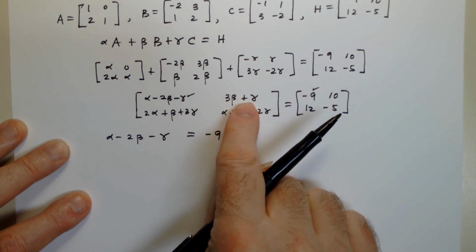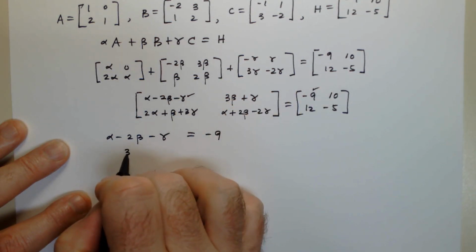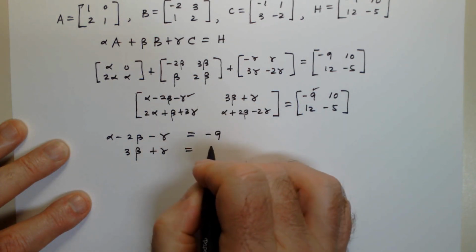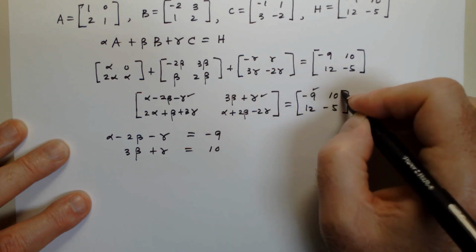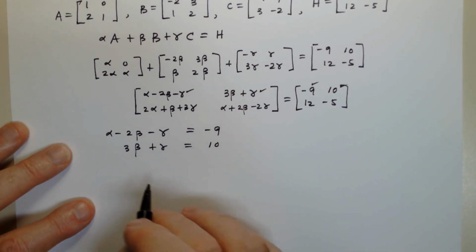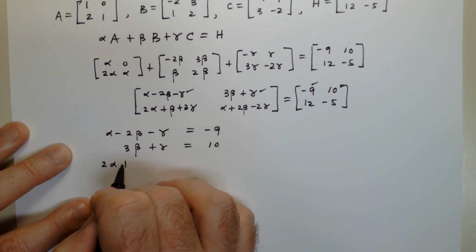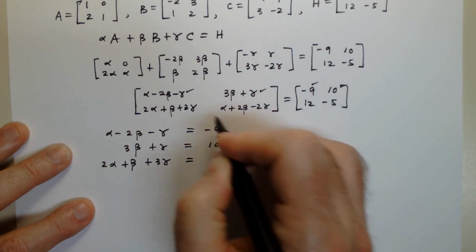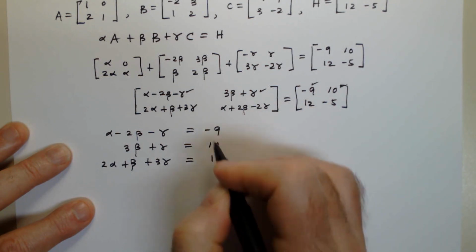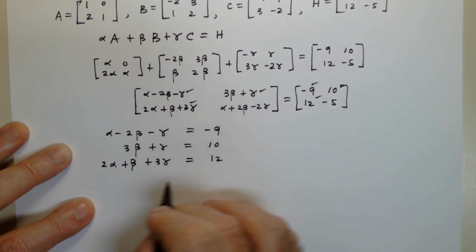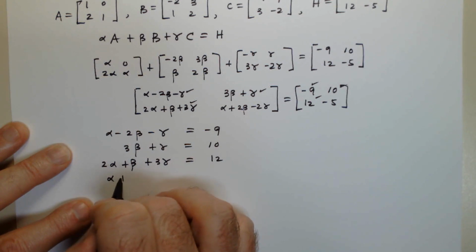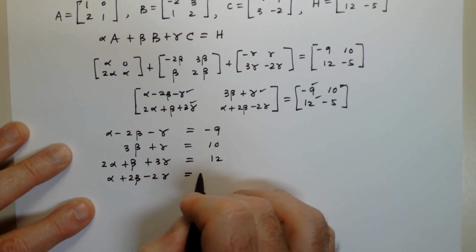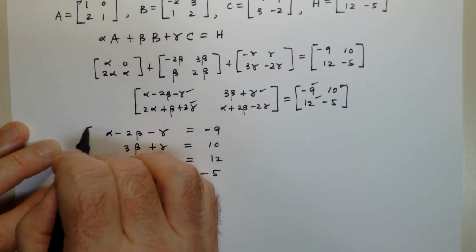Let's go to this entry. 3 beta plus gamma equals 10. So that's comparing these two entries. 2 alpha plus beta plus 3 gamma is equal to 12. That's comparing these entries. And then finally, alpha plus 2 beta minus 2 gamma equals negative 5.